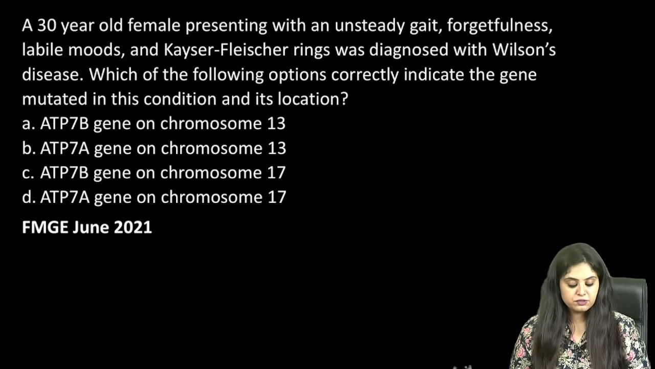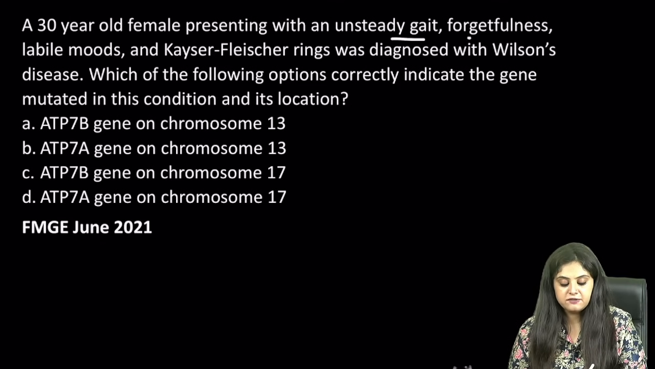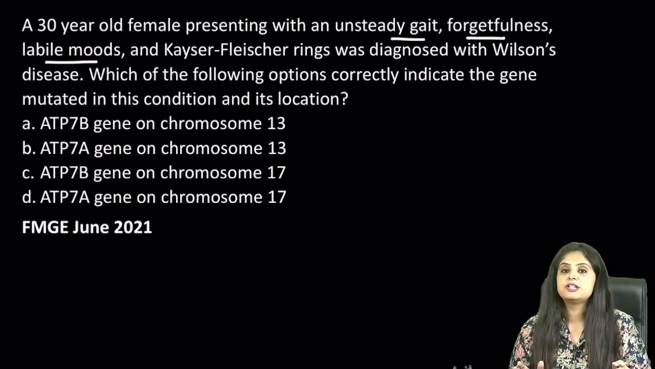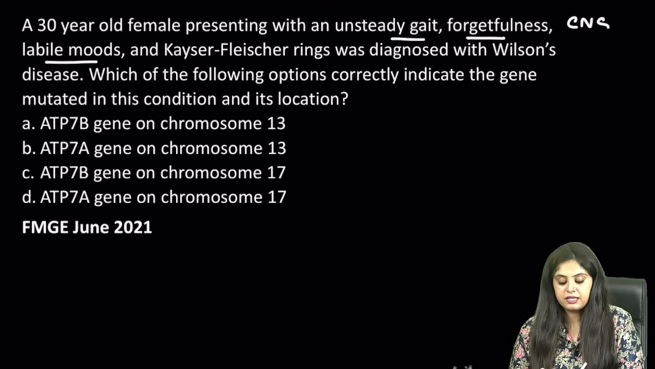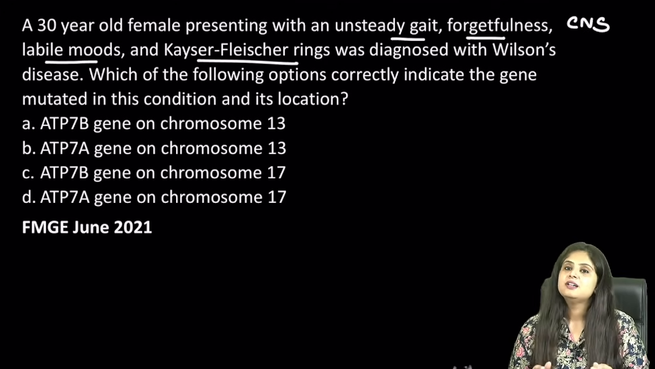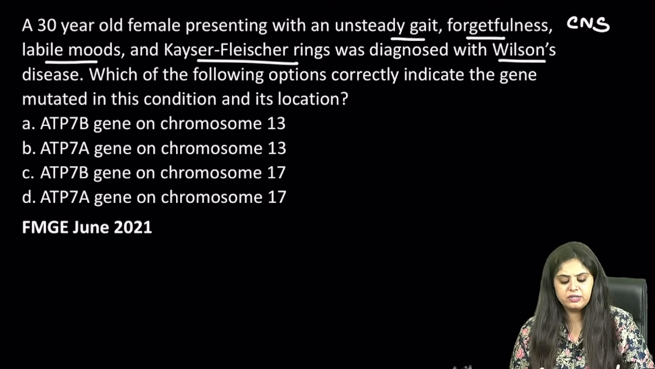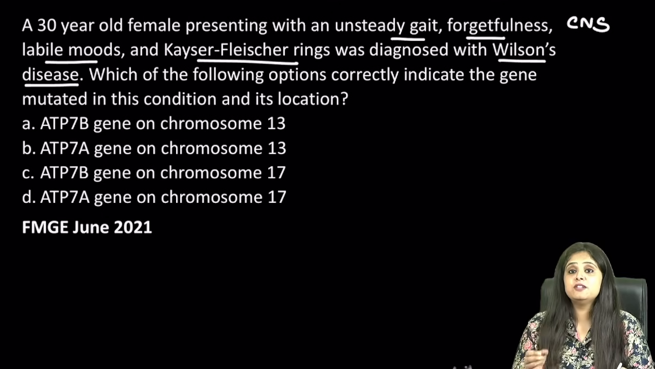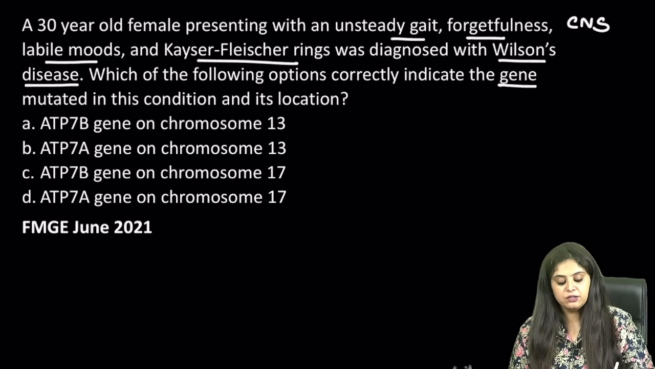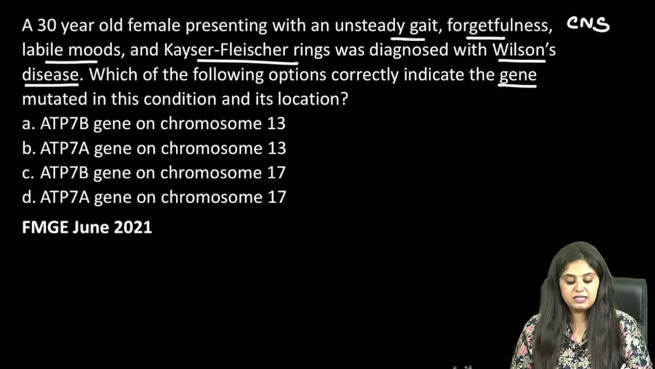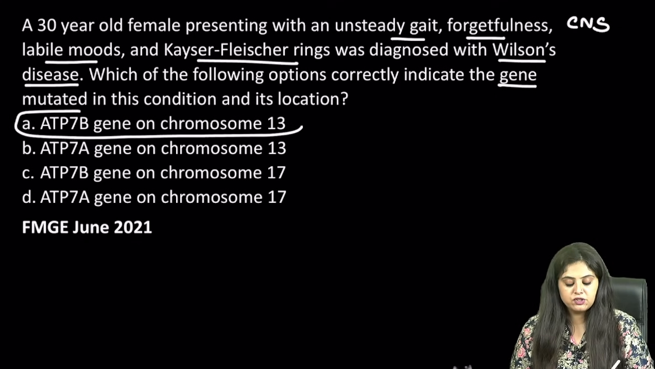Starting with the first question, a 30-year-old patient coming with an unsteady gait, forgetfulness, labile moods, which tells us about a CNS involvement, and the Kayser-Fleischer rings tell us clearly about the copper overload and Wilson disease. The question is about the gene which was asked in the previous year and the chromosome on which it is present. So it is the ATP7B gene which is going to be present on chromosome 13, which is the answer over here.